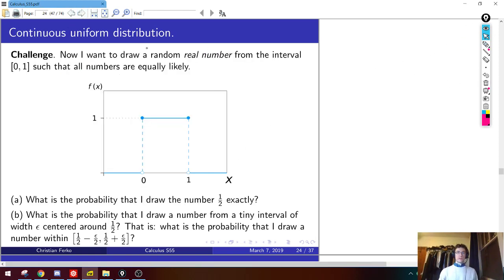Okay, now we want to take the continuous case. So suppose I say the following. Now I'm going to draw a random real number from the interval 0 to 1, closed interval, including the endpoints, such that all numbers are equally likely. So this is somehow taking the limit as n goes to infinity, if you like, in the previous example. So you can get any of the continuum of real numbers between 0 and 1, not just 1 over n's, any number. You can get 1 over pi, you can get 1 over pi e to the 7th, whatever. Any number is equally likely.